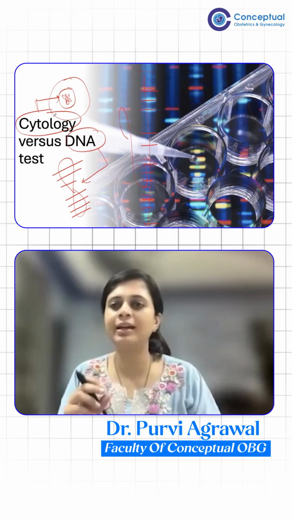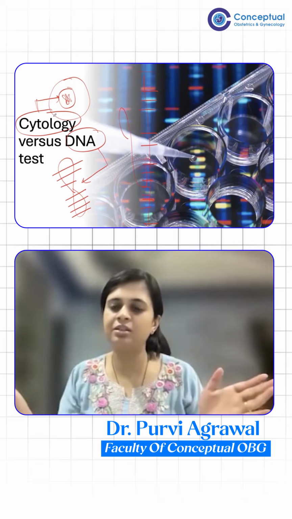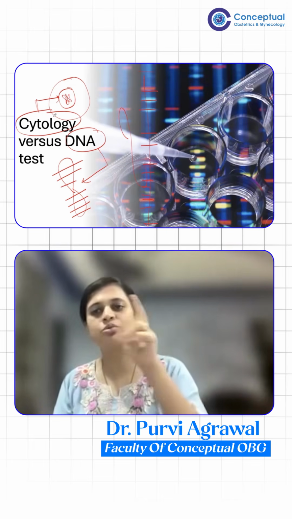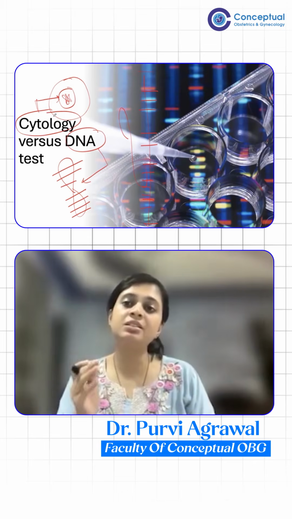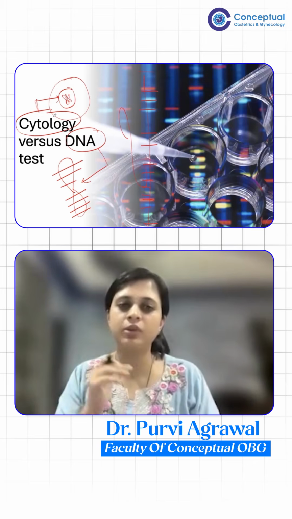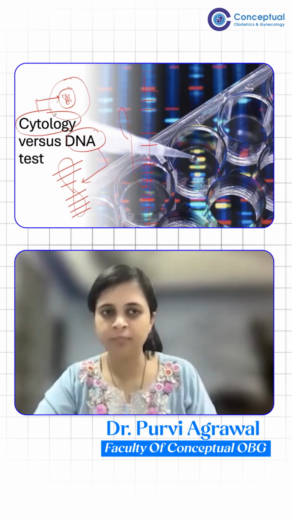Now, this DNA test, they will lyse the chromosome, they will make it into single strand, they'll compare it with the normal, and they will tell if the gene is normal or not. So the basis of genetic disease was cytology. And then once the AI started, once the computerized era started, the DNA test came into play.